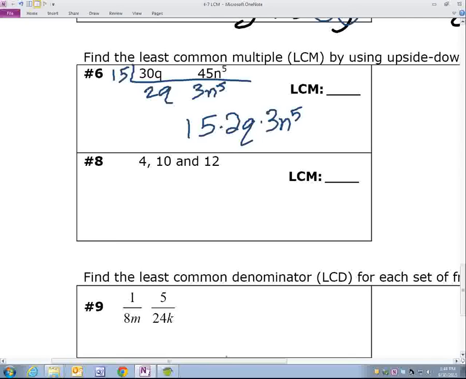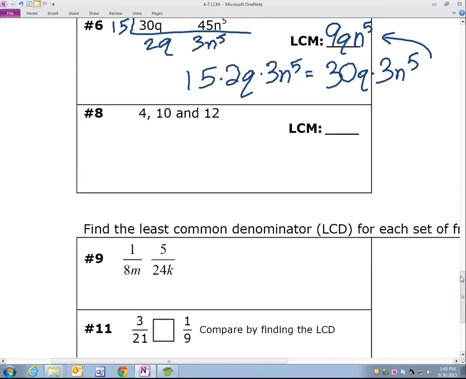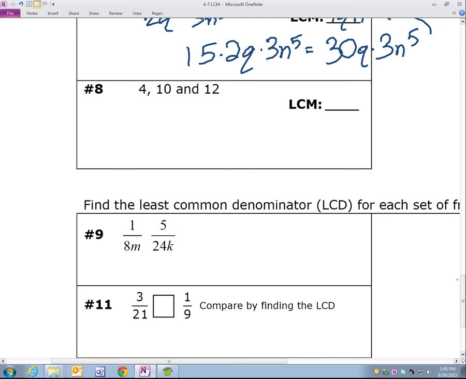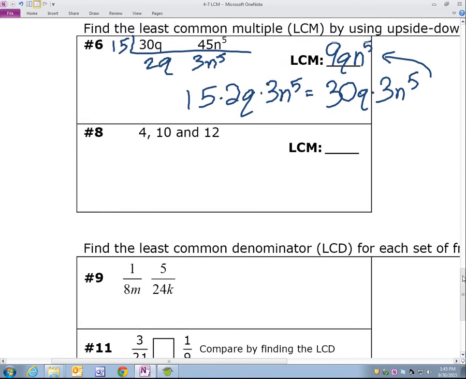So we have 15 times 2 times 3 times n to the 5th, or 2q times n to the 5th. I'll work this out just so there's no confusion. So you have 30q times 3n to the 5th. So that comes up to be 90qn to the 5th. Yep. Thank you.